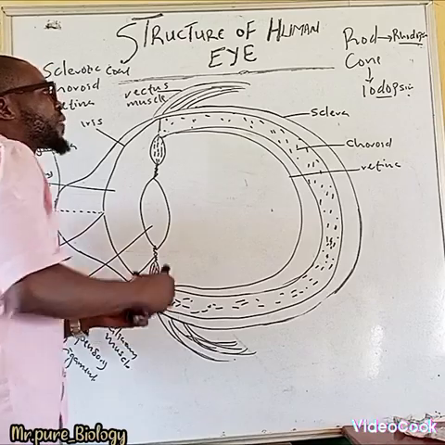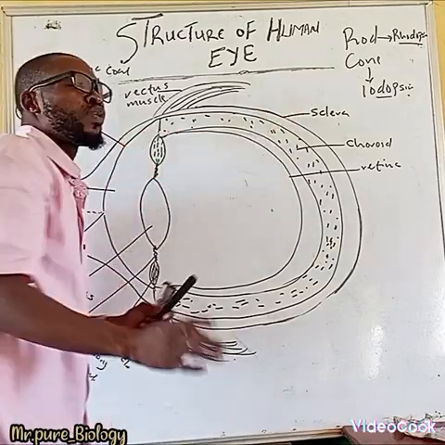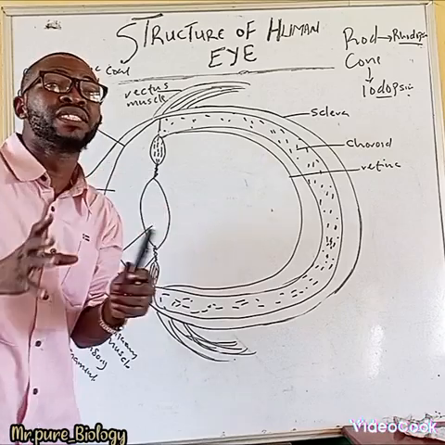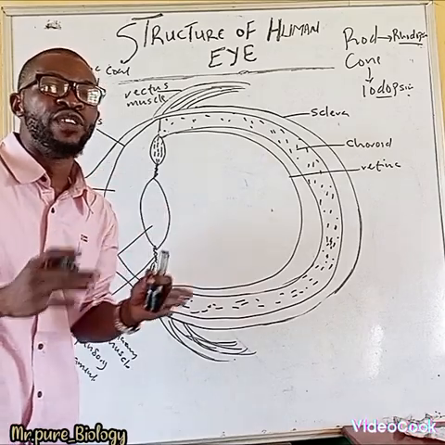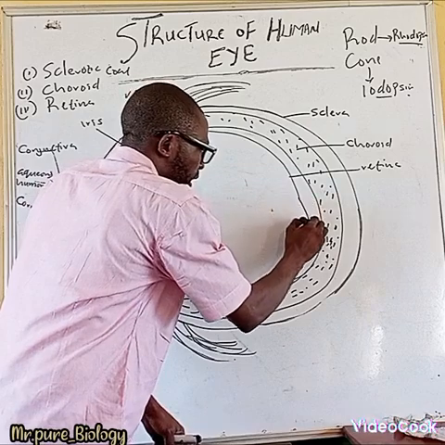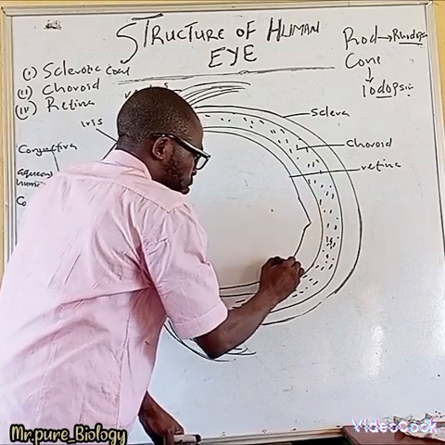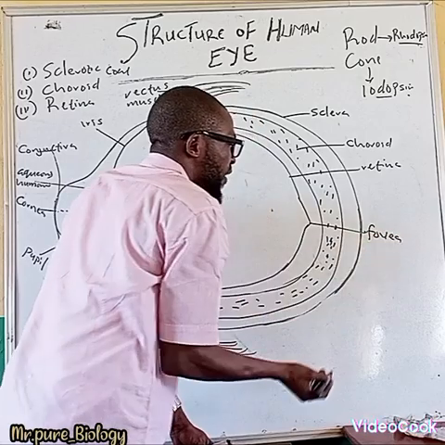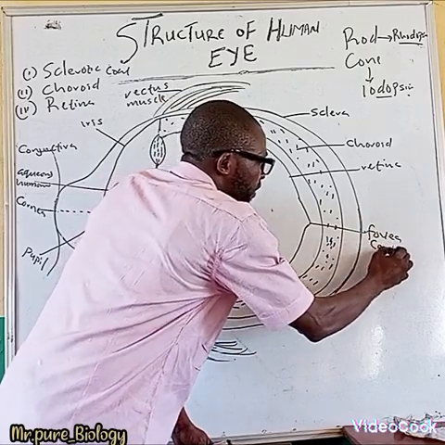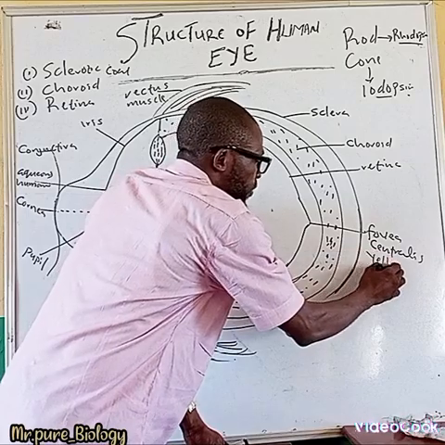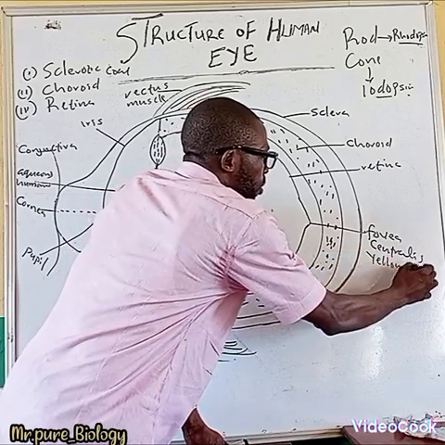At the same time, there is a point in this retina that is concentrated with cones. That particular place is what we call the fovea centralis. You can indicate that here as our fovea centralis. This fovea centralis is what we call the yellow spot.